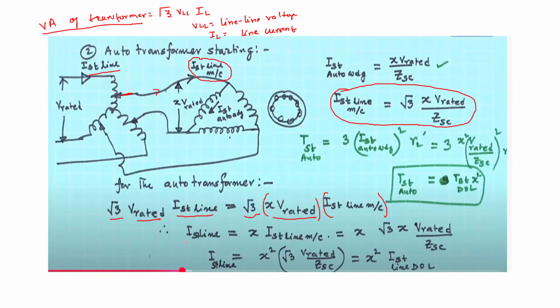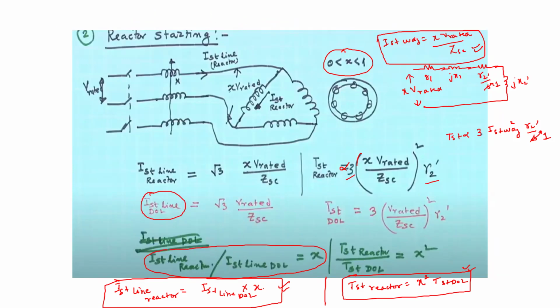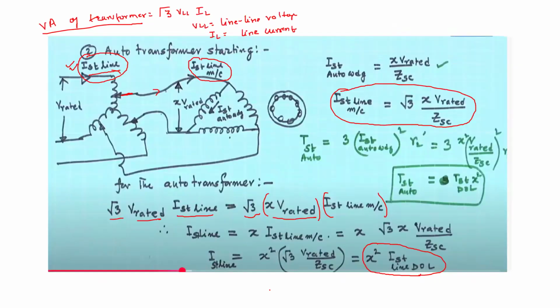Okay, so what happens to the starting current which is finally drawn from the voltage supply? This is the current we are interested in, because this is the current finally drawn from the voltage supply. You will see that the starting line current drawn from the supply becomes x square of the factor of this DOL starting. Previously, with reactor starting, we were able to reduce the line current by the factor of x, but here we are able to reduce it even further by x square.